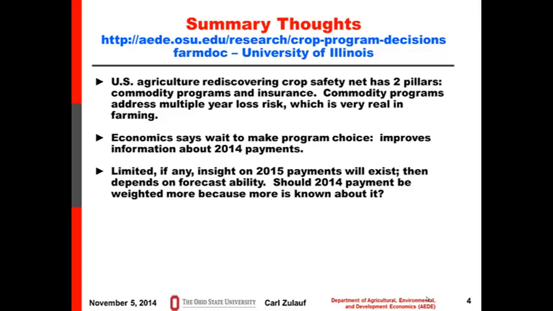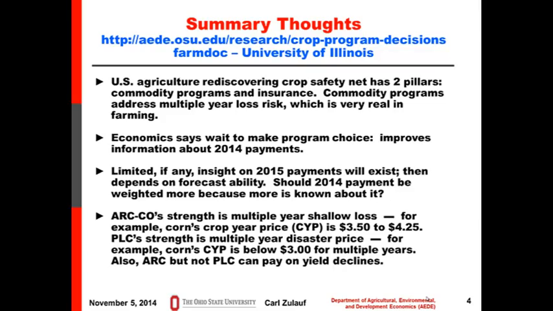Because more is known about 2014, one of the really critical questions that I think all producers will have to ask themselves is, do they want to assign more value, or what economists would say is more weight, for the 2014 payment because I know more about it? That's going to be an important question.